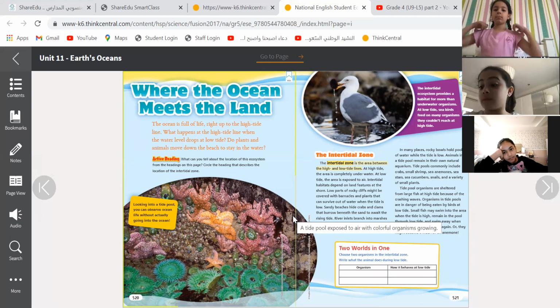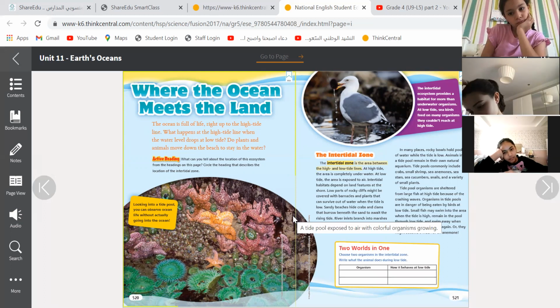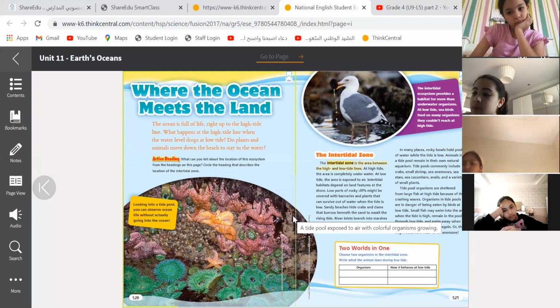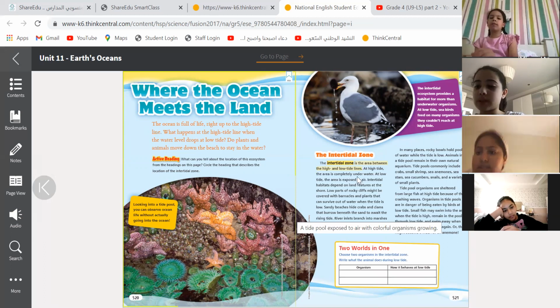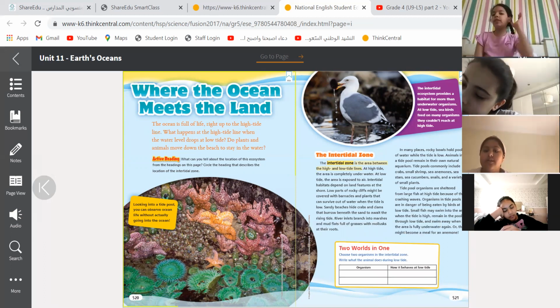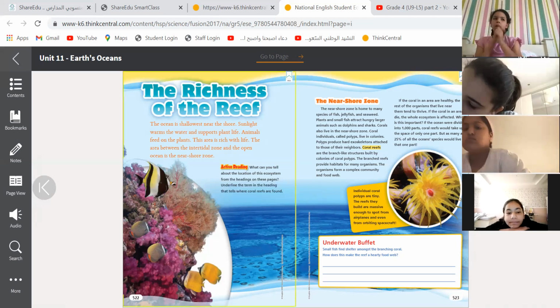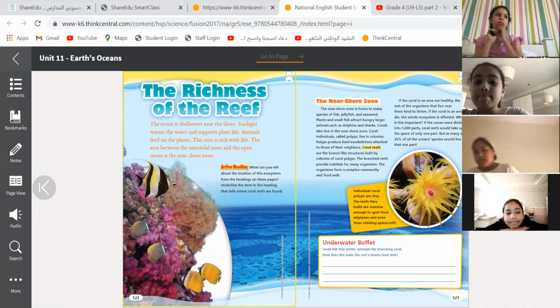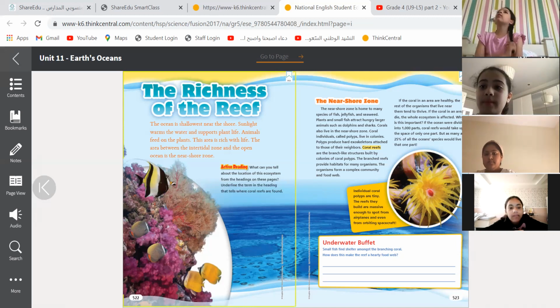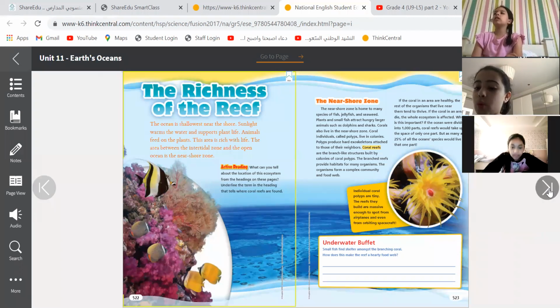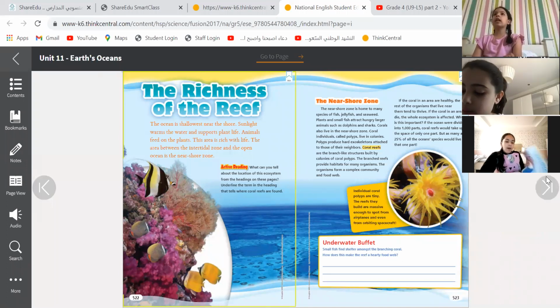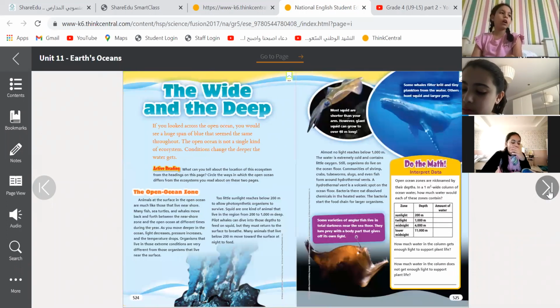In the intertidal zone. Excellent. So we have the intertidal zone, and we have lots of creatures or animals that live very close to the shore. And then we have the near shore zone. Who lives in the near shore zone? Coral reefs.